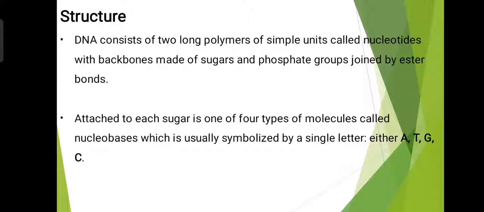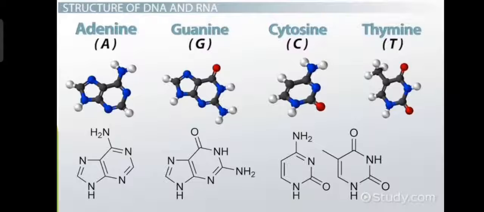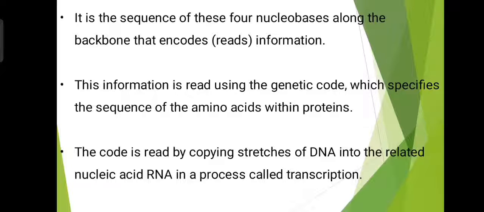DNA sequences are involved in regulating the use of this genetic information. The structure of DNA consists of two long polymers of simple units called nucleotides, with backbones made of sugars and phosphate groups joined by ester bonds. Attached to each sugar is one of four types of molecules called nucleobases, usually symbolized by a single letter: A, T, G, C, which stand for adenine, guanine, cytosine, and thymine. It is the sequence of these four nucleobases along the backbone that encodes information.